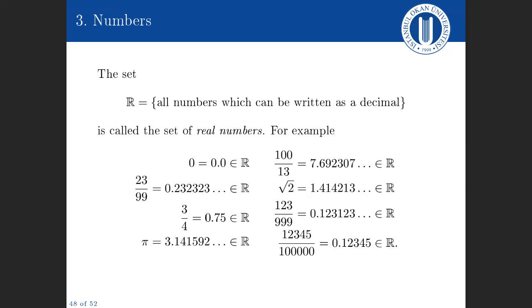The set R is the set of all numbers which can be written as a decimal. These are called the real numbers. So for example, 0 is a real number, 23 over 99 is a real number, 3 over 4 is a real number, pi is a real number. 100 divided by 13 is a real number, square root of 2 is a real number. 123 divided by 99 is a real number, and 0.12345 is a real number.